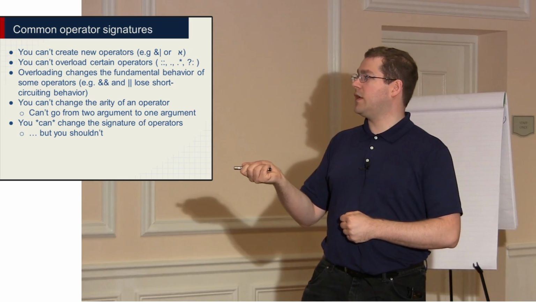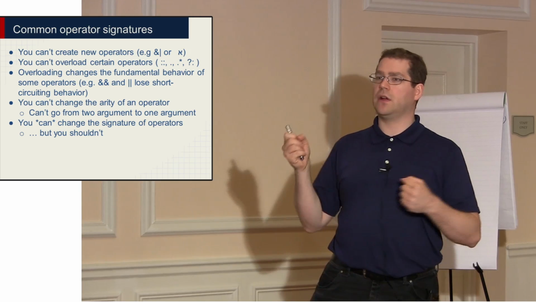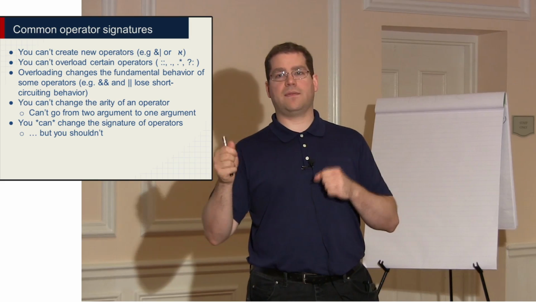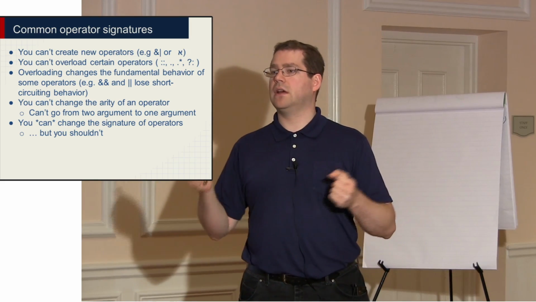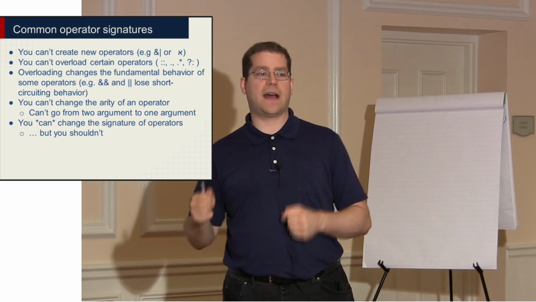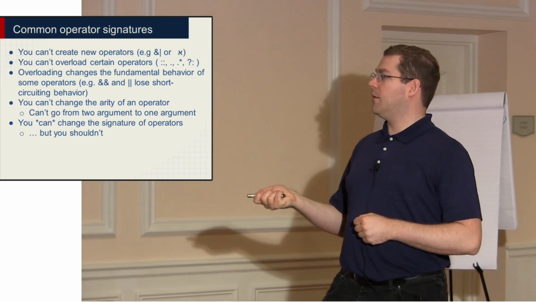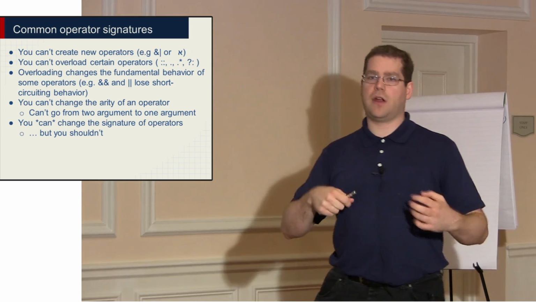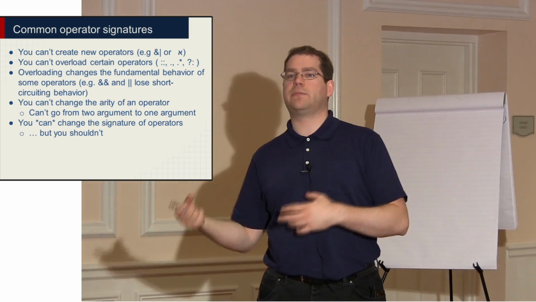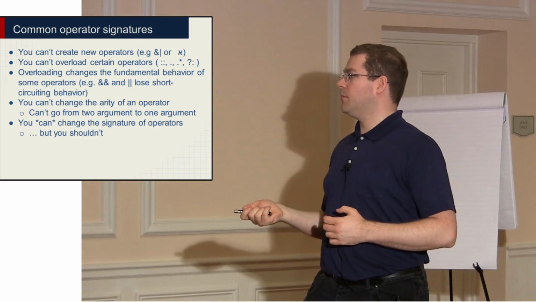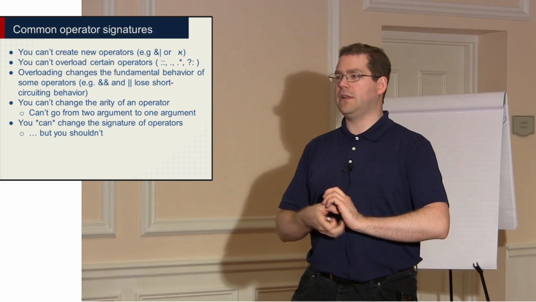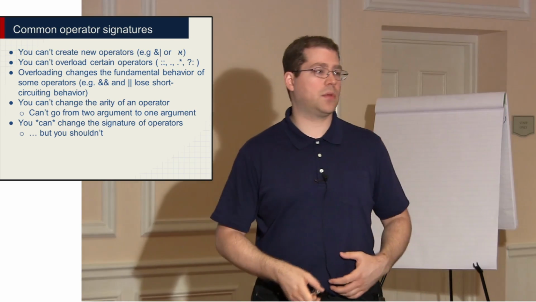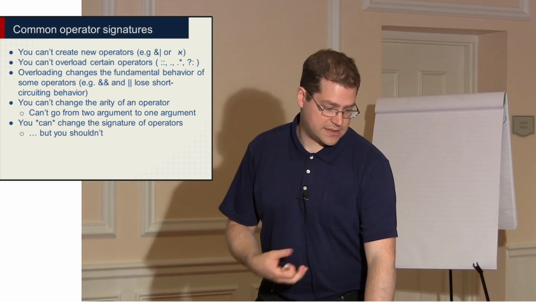The other thing is you can't change the arity of an operator, so the number of arguments that it takes. So if a certain operator takes 2 arguments, the overloaded operator also has to take those 2 arguments. The one thing that you can do is change the signature of an operator, and by signature here I'm talking about both what it's expecting and what it's returning. That is possible, but again, you really shouldn't. You should have it make sense in context with the rest of the operators in C++.